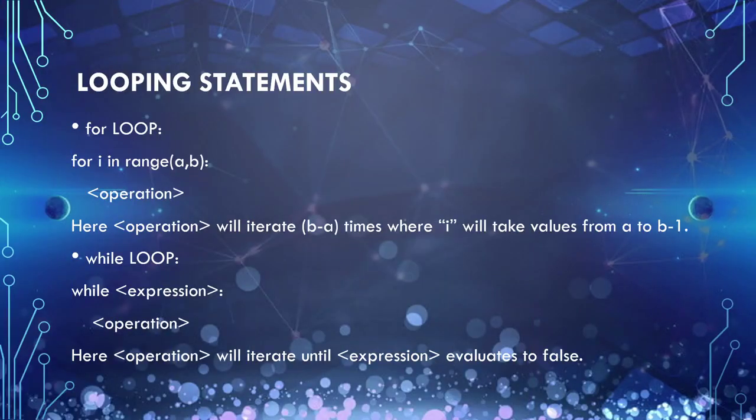So the looping statements are of two types in Python: for loop and while loop. You can see the syntax well written. The operations in a for loop will repeat b minus a times. It will not take the value of b; it will go till b minus 1. And a while loop will evaluate an expression which will give either true or false. So unless it is false, the loop will continue to execute.